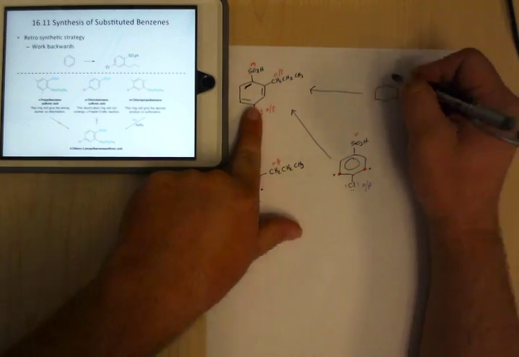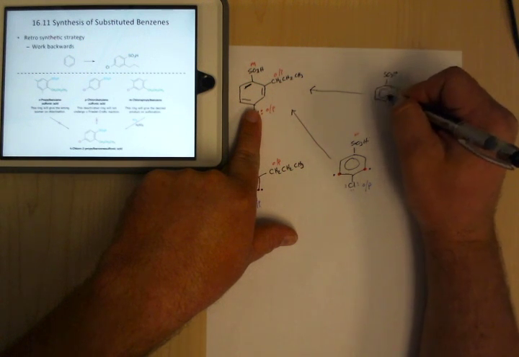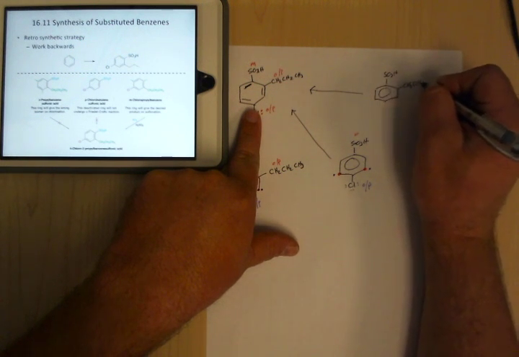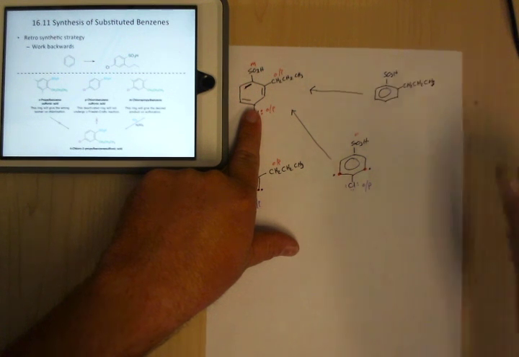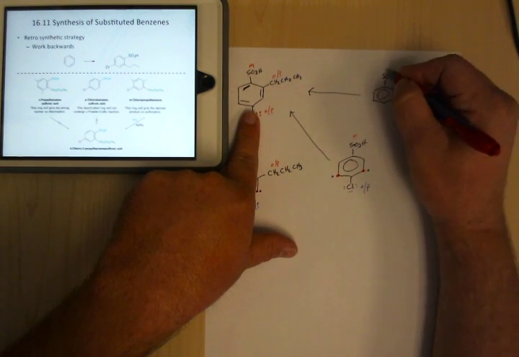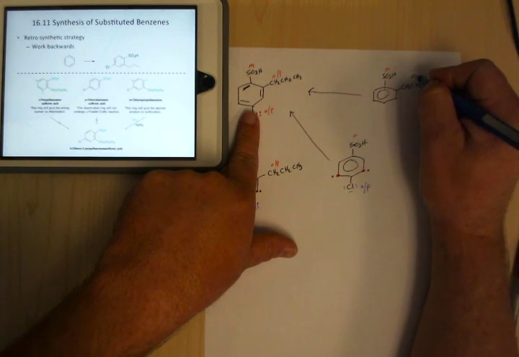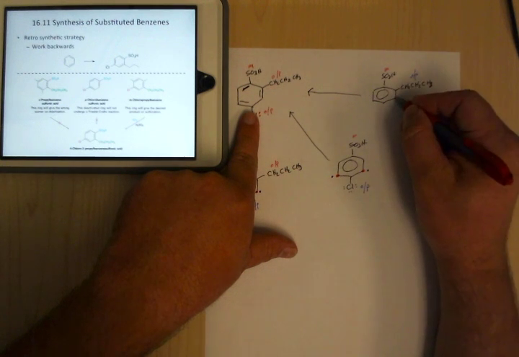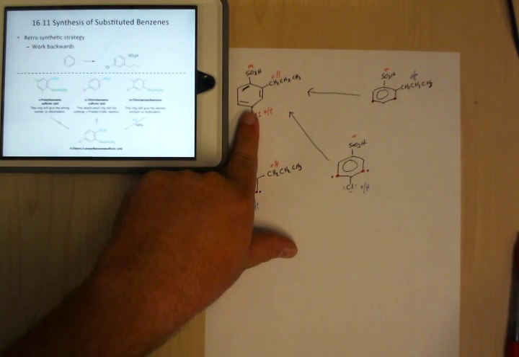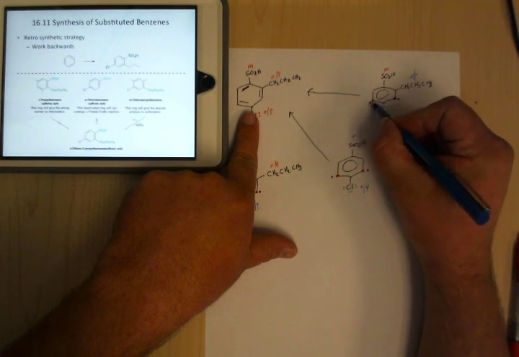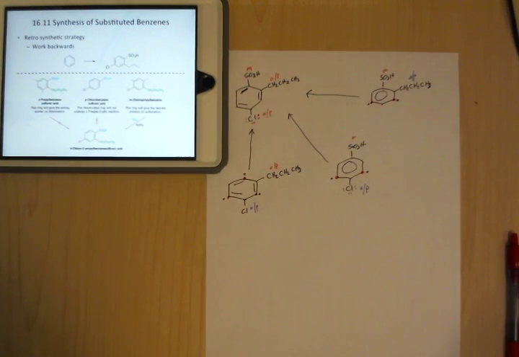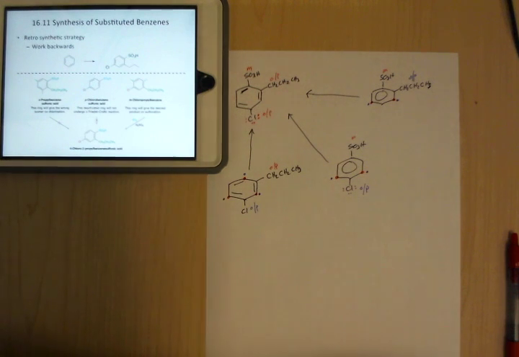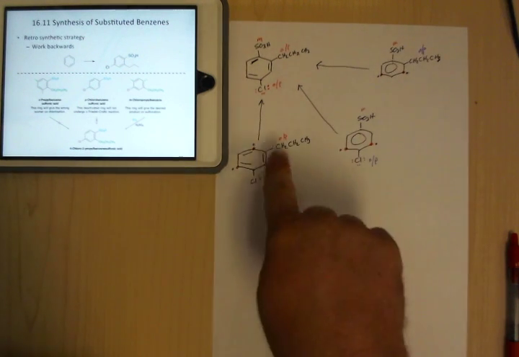What if instead we had this? Again, this is meta, and this is ortho-para. Meta is going to go here and here. Ortho-para is going to go here, here, and there. Wow, they're all going to the right spot. That's good. So which one do we want to do? Now the question becomes, they're all going to the right spots.